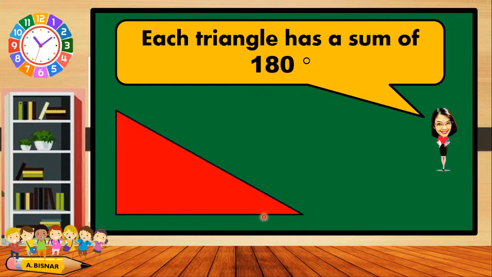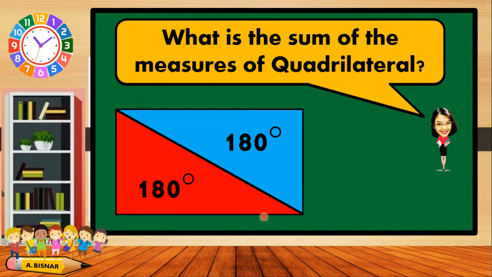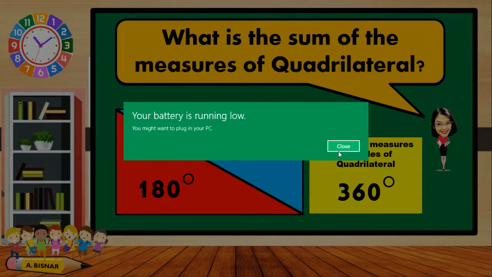So, if each triangle has a sum of 180 degrees, then what will be or what is the sum of the measures of a quadrilateral? That's correct. The sum of the measures of angles of quadrilateral is 360 degrees.